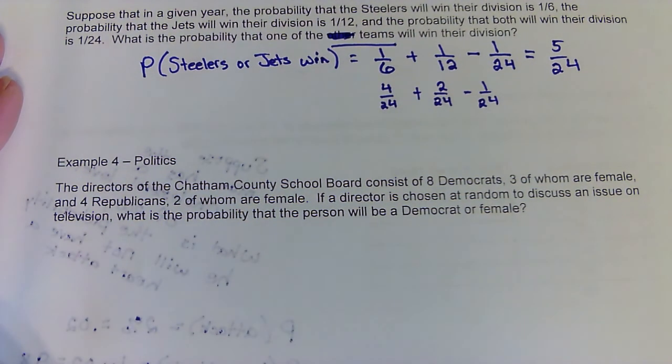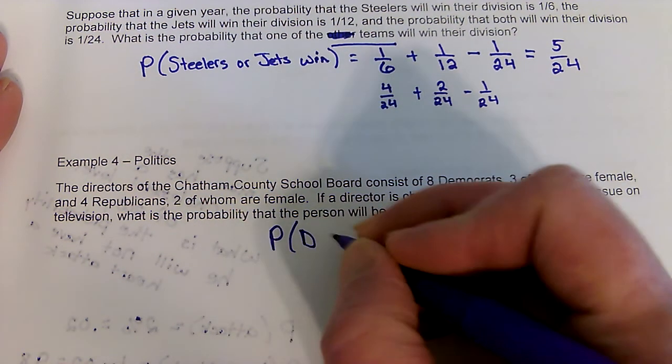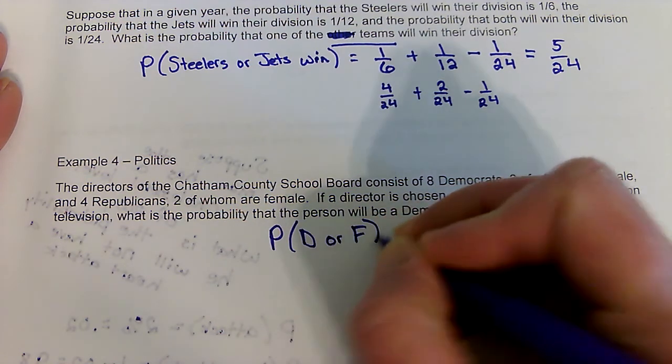The directors of the Chatham County School Board consist of 8 Democrats, 3 of whom are female, and 4 Republicans, 2 of whom are female. If a director is chosen at random to discuss an issue on television, what is the probability that the person will be a Democrat or a female? So the probability of being a Democrat or a female.